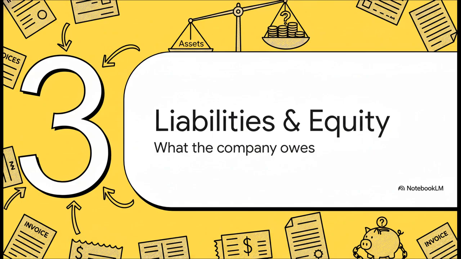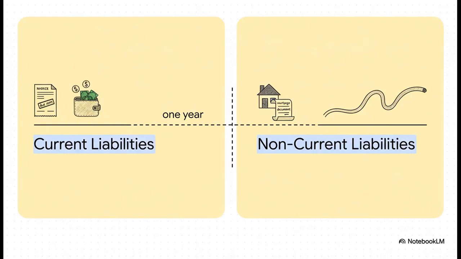So we've covered the what-you-own side of the equation. Now let's flip the coin and look at the what-you-owe side. This brings us to liabilities and equity, which are really just the claims against all those assets we just talked about. And just like with assets, we use that same one-year time horizon to sort things out.